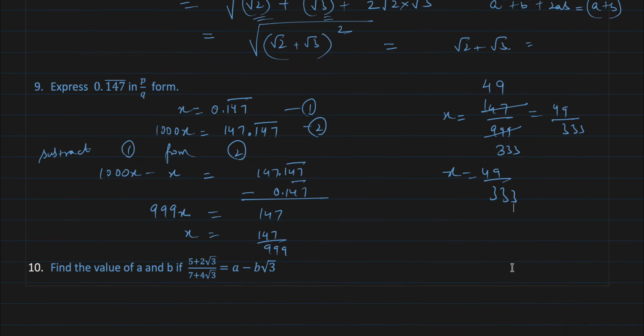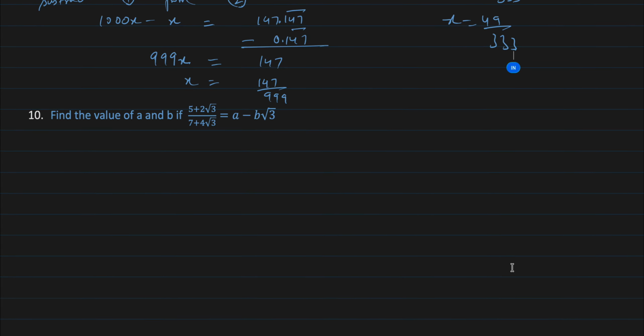Okay, students. Now let's move to the last question here. Find the values of a and b if 5 plus 2 root 3 by 7 plus 4 root 3 is a minus b root 3. So what we have to do is rationalize the denominator and simplify this, and then at the end equate the values that we are getting with the RHS. So let's simplify the LHS first. To rationalize the denominator, we multiply by the denominator with the opposite sign. We call that the conjugate of that denominator. The RHS I'm writing together with it.